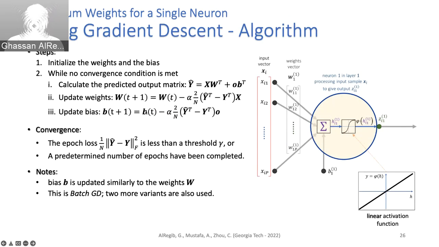We didn't really meet the criteria. I go back, and now I calculate a new Y hat based on the new W at t plus 1 and the new B at t plus 1. Now I have a new Y hat, a new update for the weights, and a new update for the bias. I see the criteria. I'm not meeting my criteria to be less than a certain number gamma. I go back, I calculate Y hat, and I keep doing that until I converge.